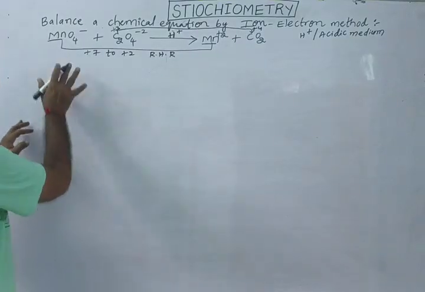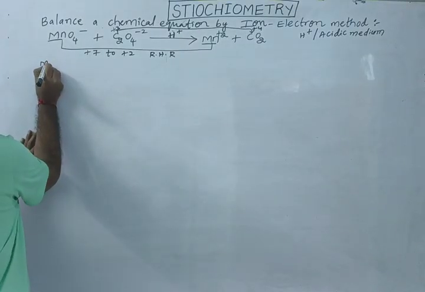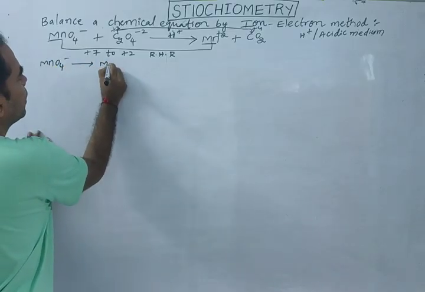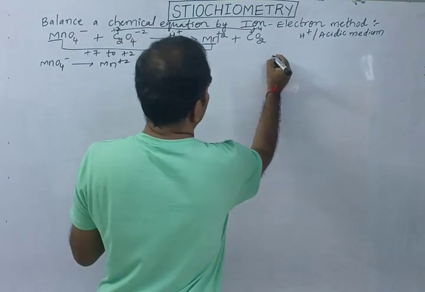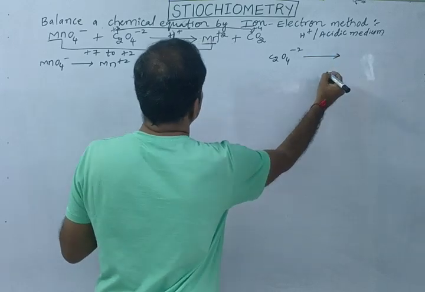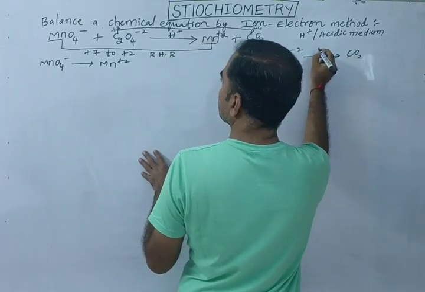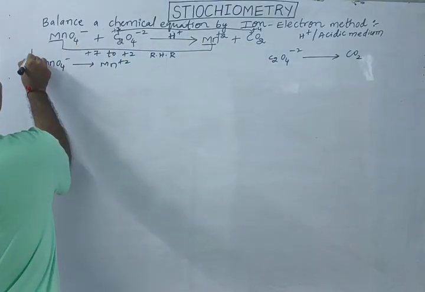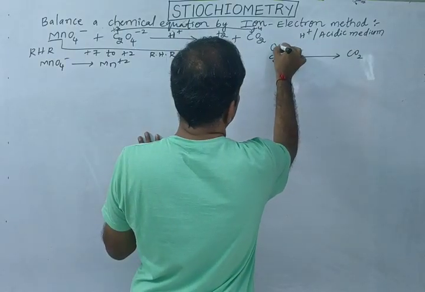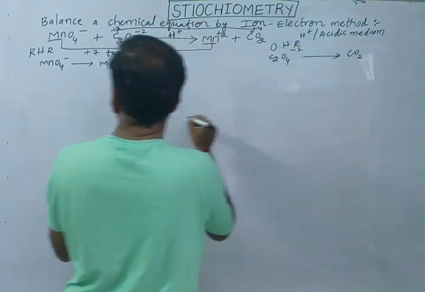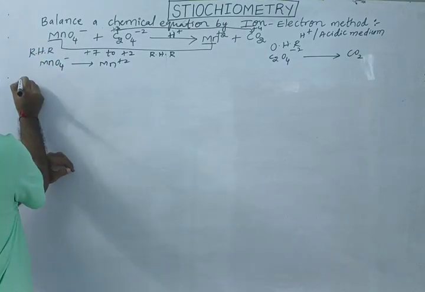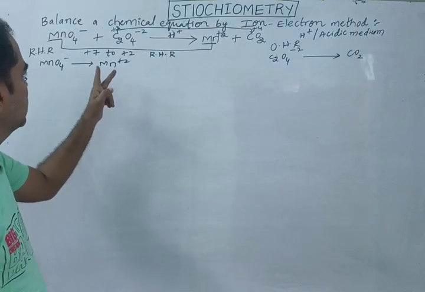See, on this side MnO4 minus gives rise to Mn 2 plus. On this side C2O4 2 minus to CO2. This is the oxidation half reaction, and this is the reduction half reaction. Okay, classify the oxidation half reaction and reduction half reaction. Now, step 1, balancing atoms other than oxygen and hydrogen.